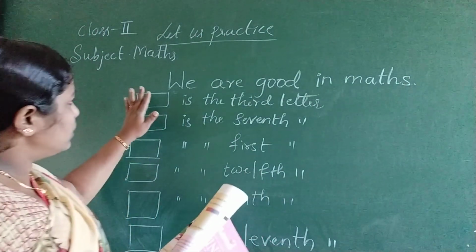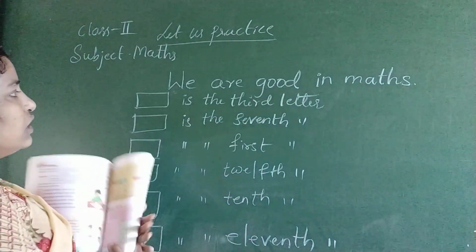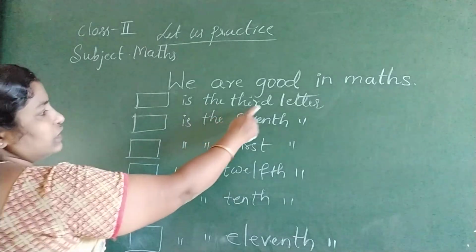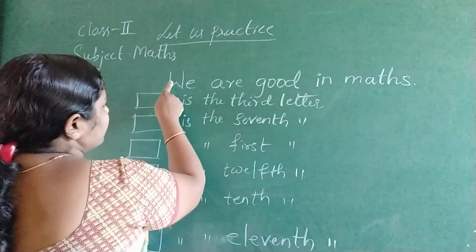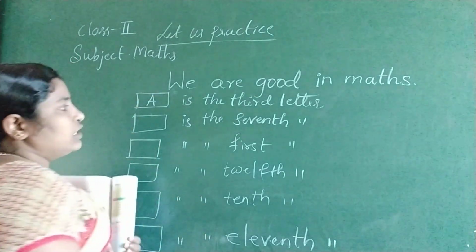Now we should see the sentences and we should write the answer. So dash is the 3rd letter. Which is the 3rd letter? First, 2nd and 3rd. So A is the 3rd letter.